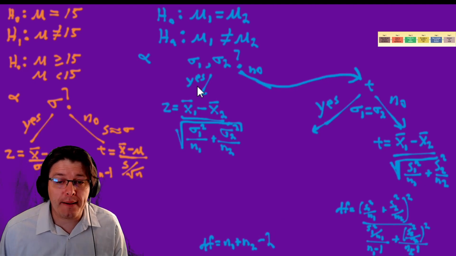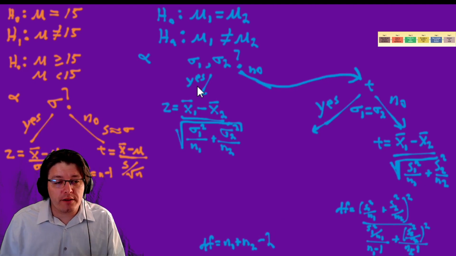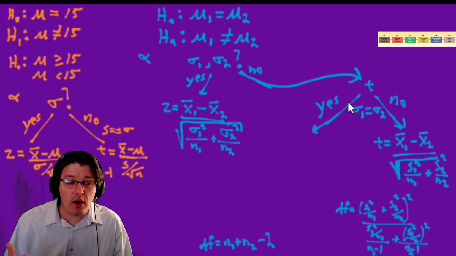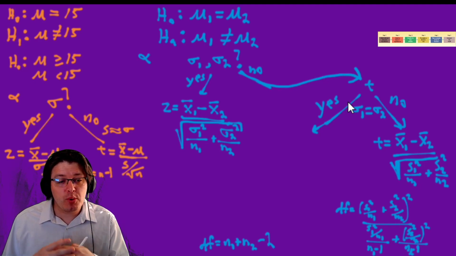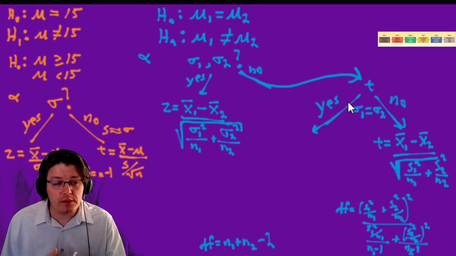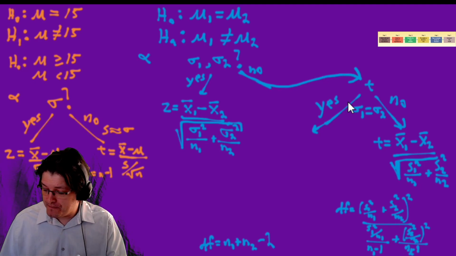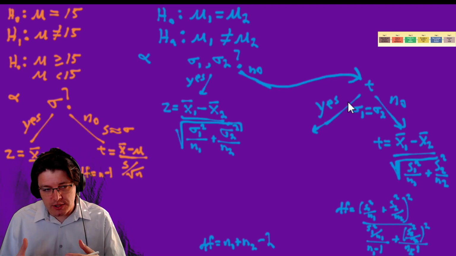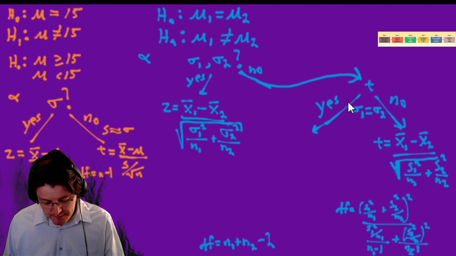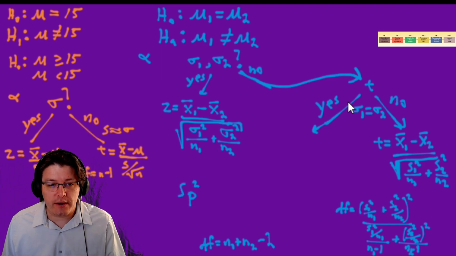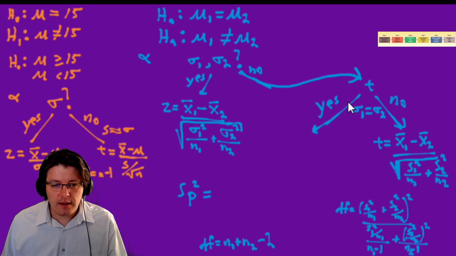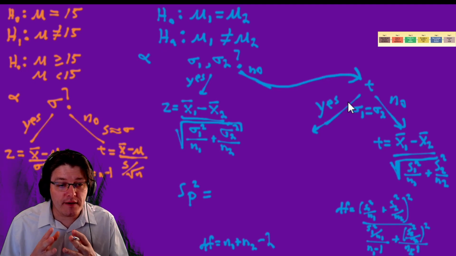So let's go back up and just finish out this tree. We have the other side of this decision. Let's say we think they are the same. We're going to refer to that as pooled. So we're going to calculate the pooled standard deviation, or really, we're going to calculate the pooled variance, the squared. I'm going to come down here and do that first. So s_p squared. We're going to calculate this version of a variance.